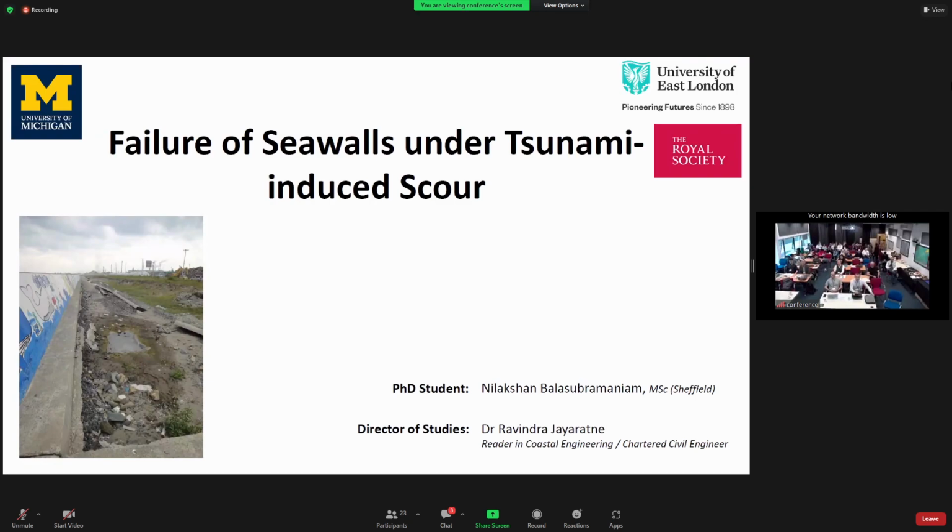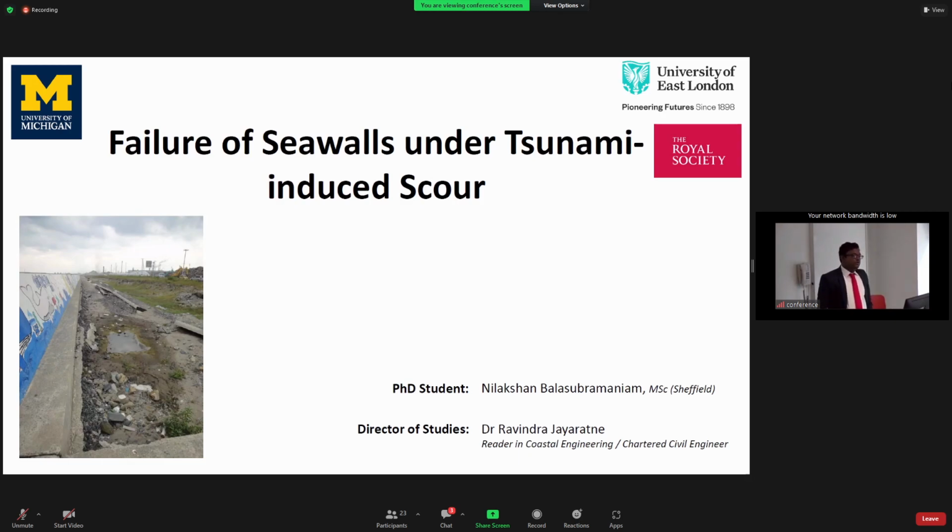I'm a PhD student in the School of Engineering, and my research is about the failure of seawalls under the tsunami-induced current. My director of studies is Dr. Ravindra Jayaratne, who is a reader in coastal engineering. This study is funded by the Royal Society, and we are doing this in collaboration with the University of Michigan.